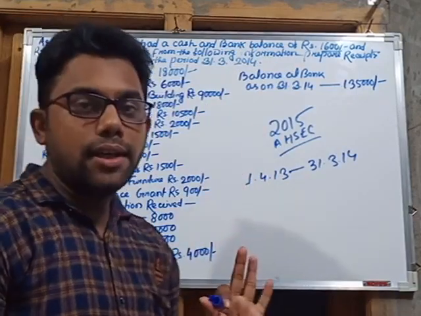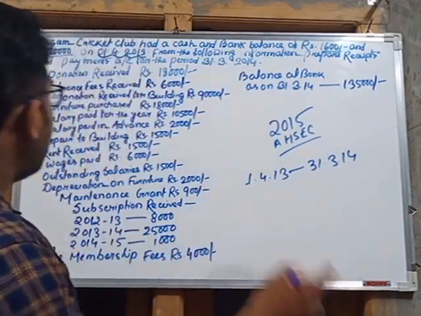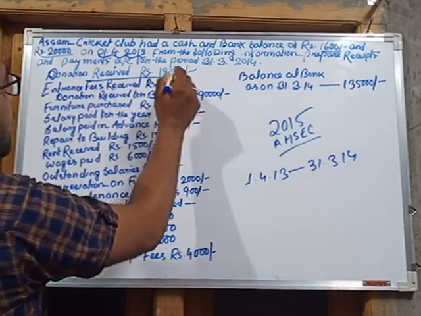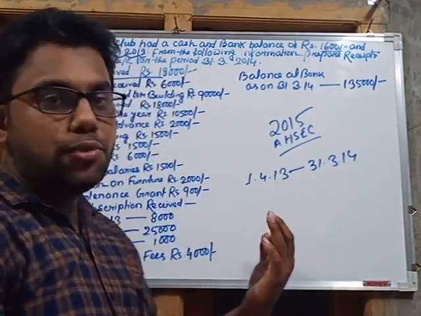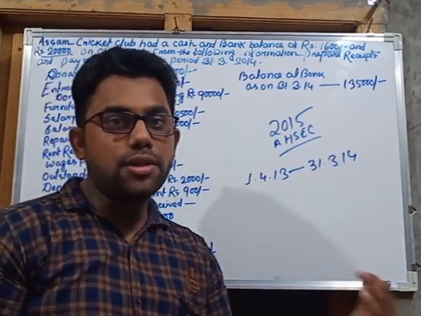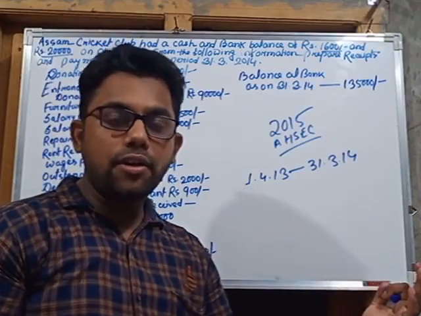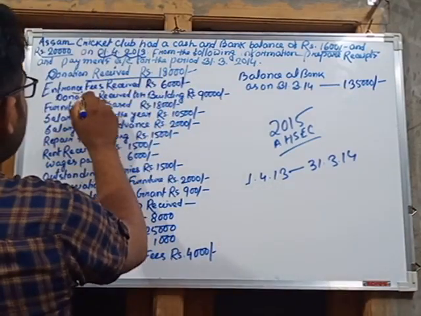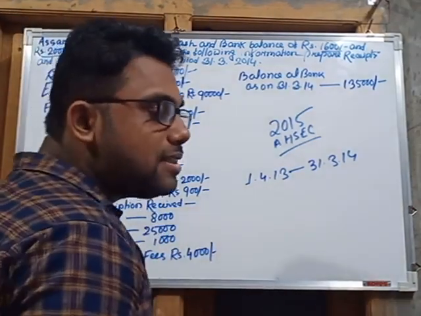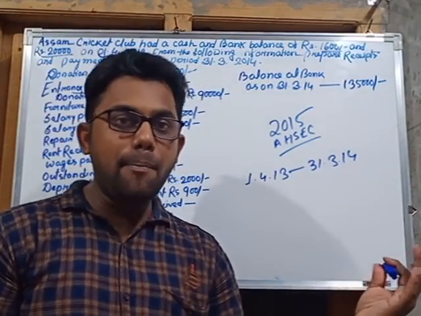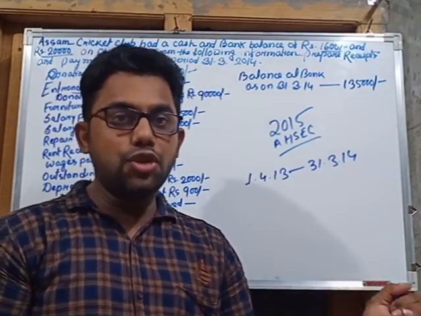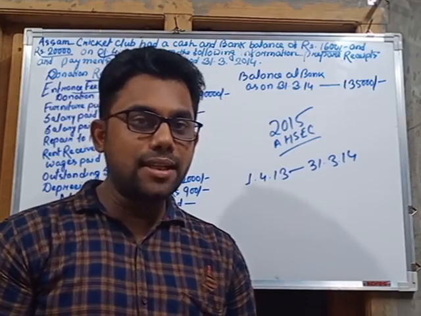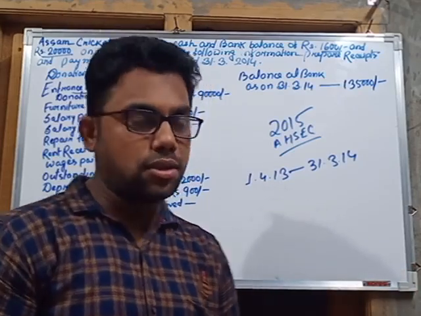The items are, first, donation received rupees 18,000. We know what a donation is, so it is a receipt for the non-trading organization, and it comes in the receipt side. Next, entrance fees received. Entrance fees means any fees that are paid by a member of the organization at the time of joining. So it is a receipt, or you can say an income, for the non-trading organization.